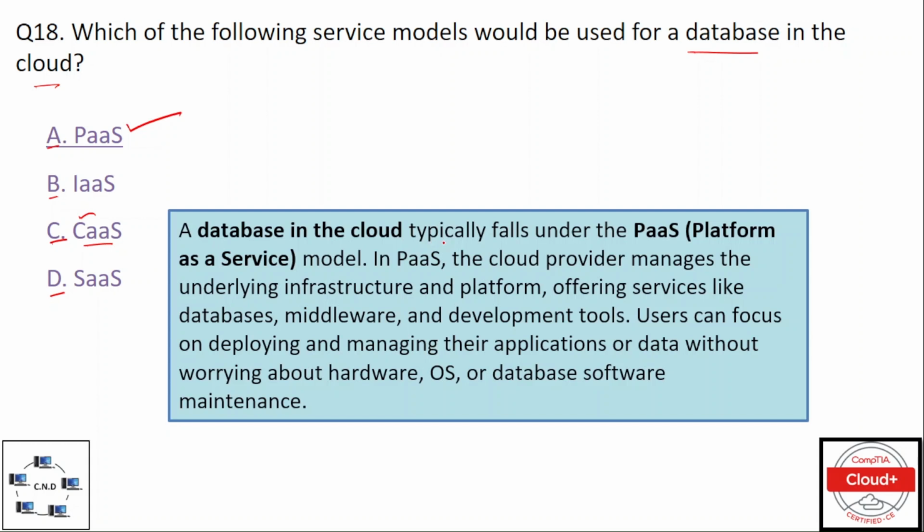So a database in the cloud typically falls under the PaaS, that is platform as a service, model. In PaaS, the cloud provider manages the underlying infrastructure and platform, offering services like databases, middleware, and development tools. Users can focus on deploying and managing their applications or data without worrying about hardware, OS, or database software maintenance.